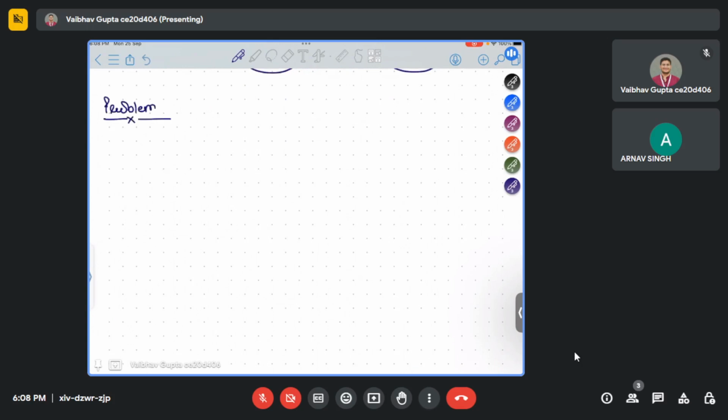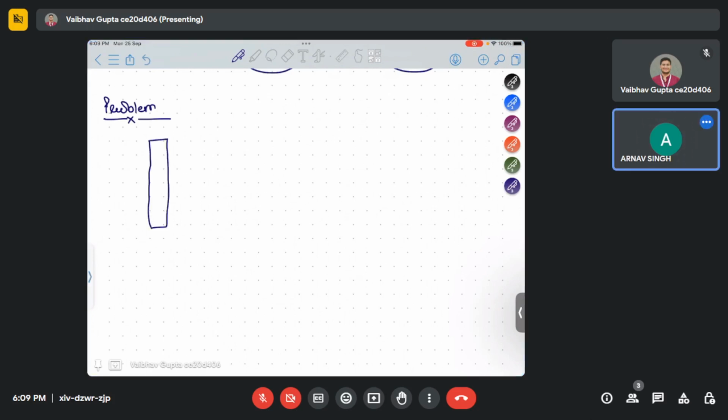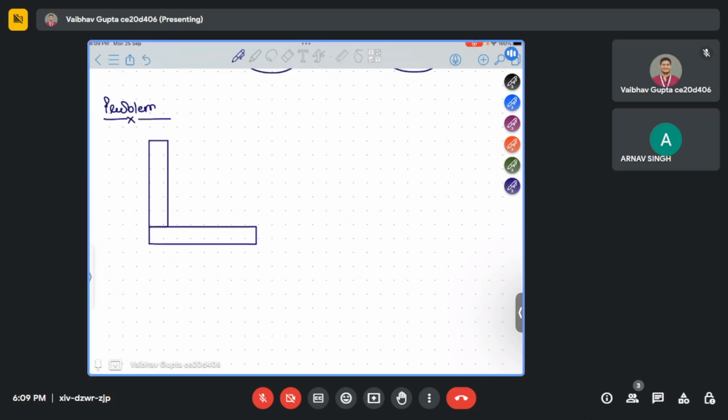So what is an unsymmetrical section? It is a section which is not symmetric about any of the axes. For example, the angle section, which you have seen in the class also. Suppose this is the angle section.